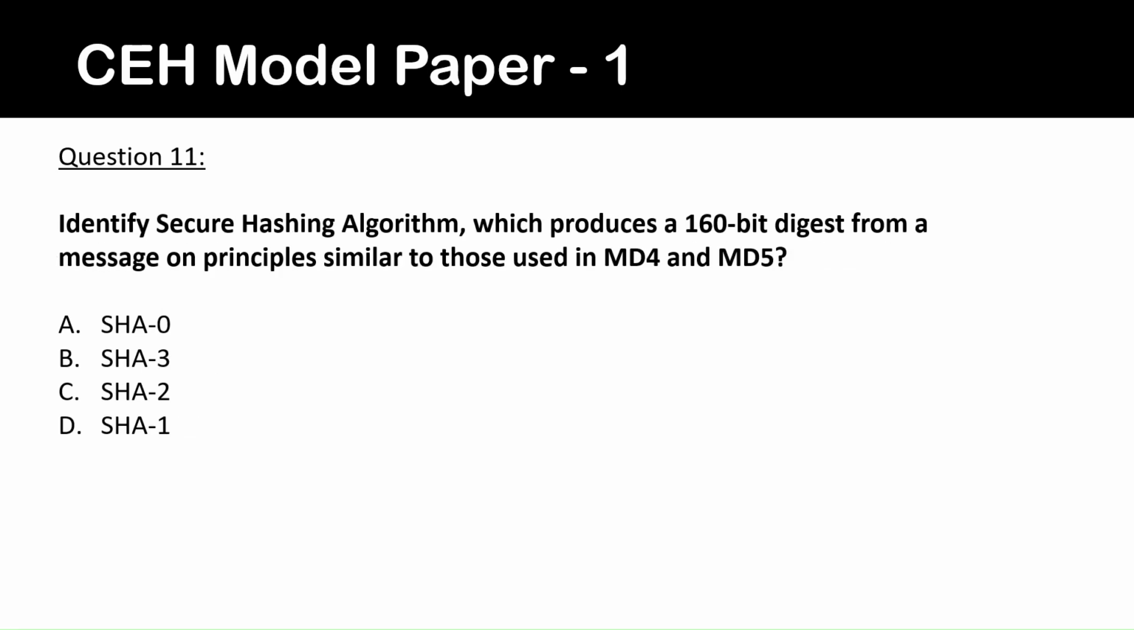Question 11. Identify the secure hashing algorithm, which produces a 160-bit digest from a message on principles similar to those used in MD4 and MD5. The options are A. SHA-0, B. SHA-3, C. SHA-2, D. SHA-1. The answer is SHA-1.